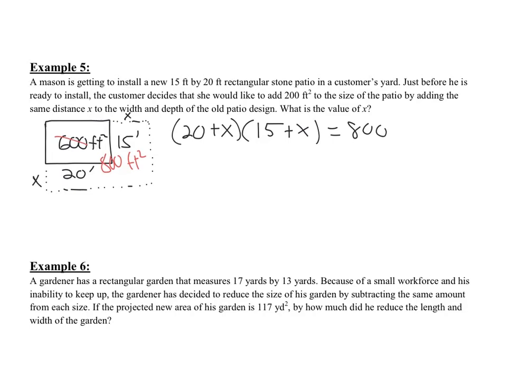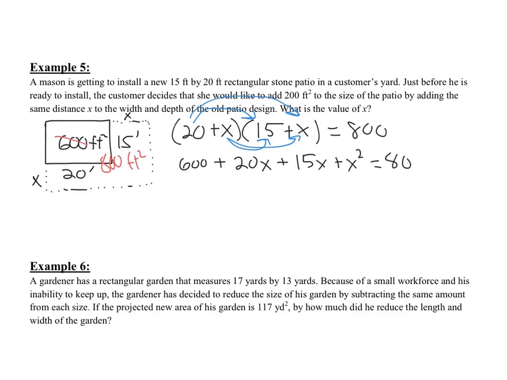All right, now in order to do this, and this is what makes this a higher level question, I do have to FOIL. I have to set up a trinomial that represents the area. So 20 times 15 is going to be 600. 20 times x is 20x. x times 15 is 15x. And then x times x is x squared.